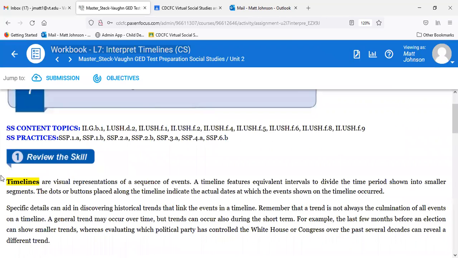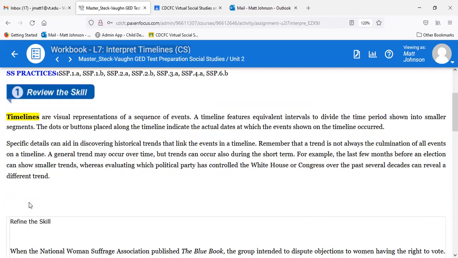And then presenting our information again, timelines are visual representations of a sequence of events. A timeline features equivalent intervals to divide the time period shown into smaller segments. The dots or buttons placed along the timeline indicate the actual dates at which the events shown on the timeline occur. Specific details can aid in discovering historical trends that link the events in a timeline. Remember that a trend is not always the culmination of all events on a timeline. A general trend may occur over time, but trends can occur also during the short term.